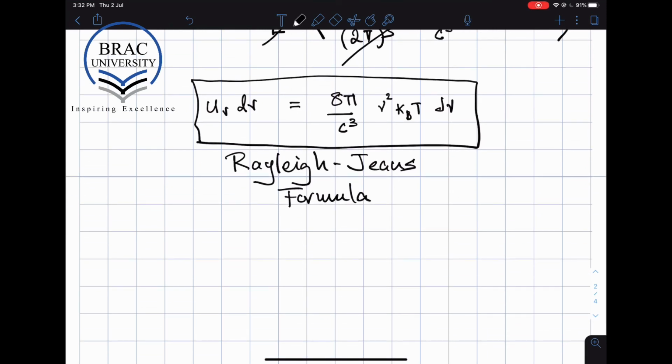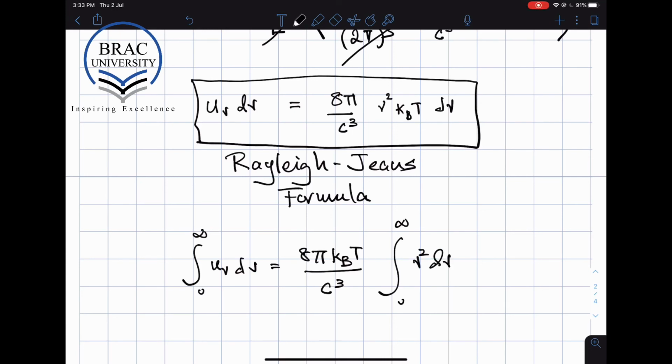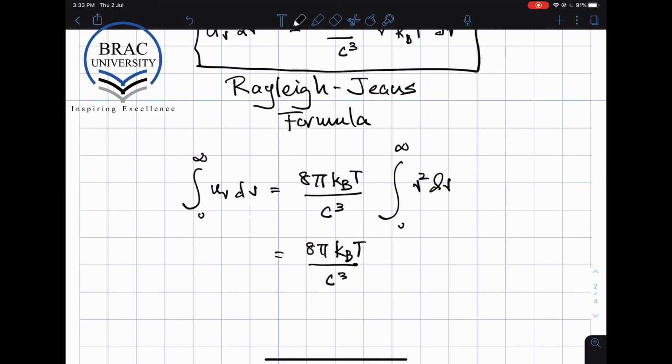So now we can ask what is the total radiant energy predicted by this formula? So for the total radiant energy, we have to integrate from 0 to infinity, u of nu d nu, and so we just get our constants out, 8 pi kBT over c cubed, and inside we have the integral from 0 to infinity of nu squared d nu. Of course, if you now do this integral, we get c cubed, and here we get 1/3 nu cubed from 0 to infinity, which gives us a divergent quantity. This is equal to infinity.